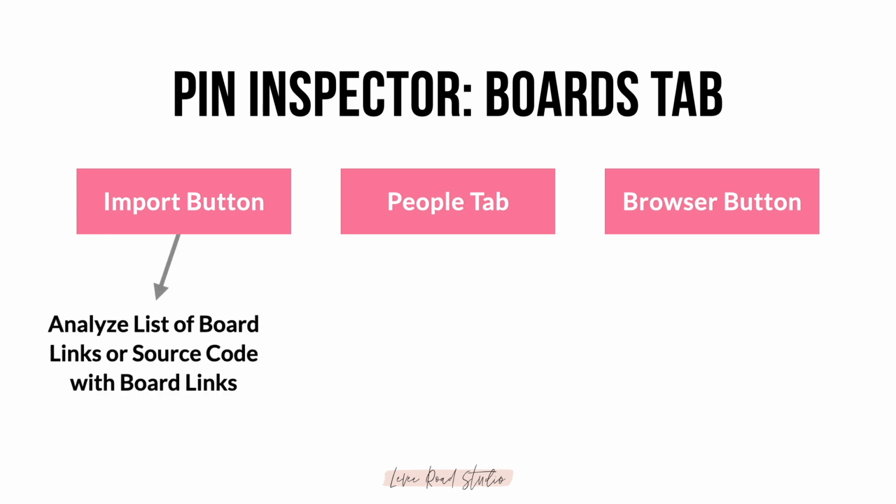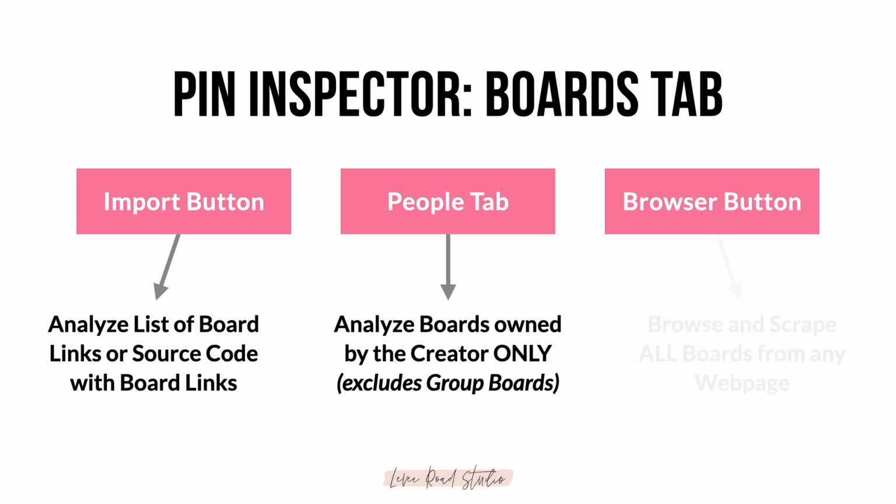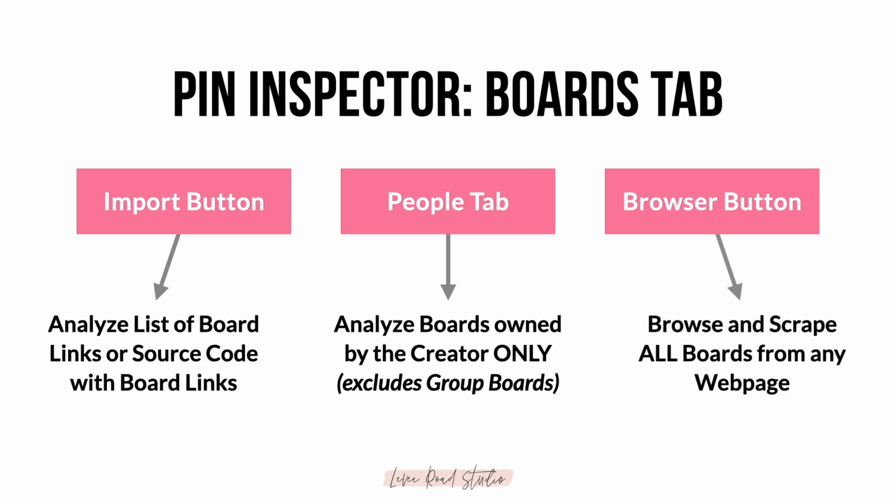Okay, so we now have 3 ways to add boards to the Boards tab. The Import button is great for analyzing a list of board links that you have on hand, and you can also use it to analyze source code that contains board links. Grabbing boards from the People tab allows you to analyze boards owned by that creator only. So this will exclude group boards since those are owned by other accounts. And finally, the Browser button, which allows you to browse and scrape all boards from any web page. This option is my favorite out of all 3.